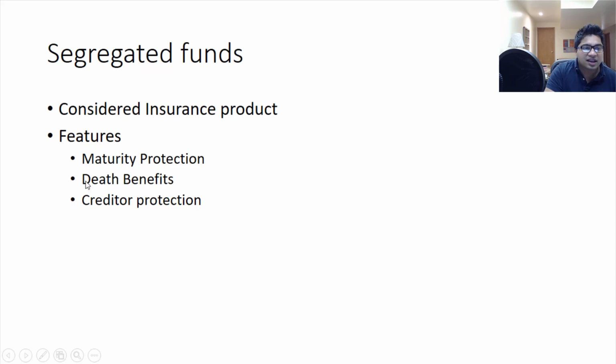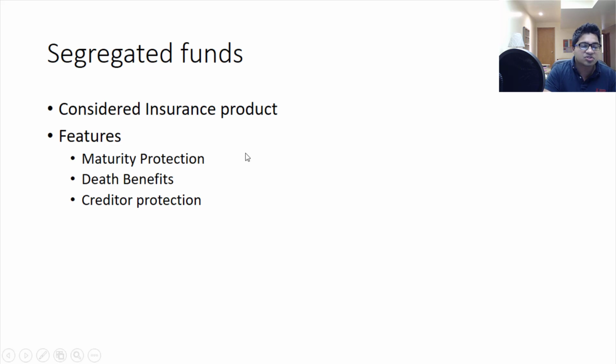Features that they have: maturity protection. So the maturity amount is protected, it's guaranteed. The maturity amount is generally a percentage of the amount you invest. So a percentage of the amount you invest is always protected or guaranteed. There are death benefits. So if the person on whose name the segregated fund is bought dies, then the beneficiaries get certain death benefits.